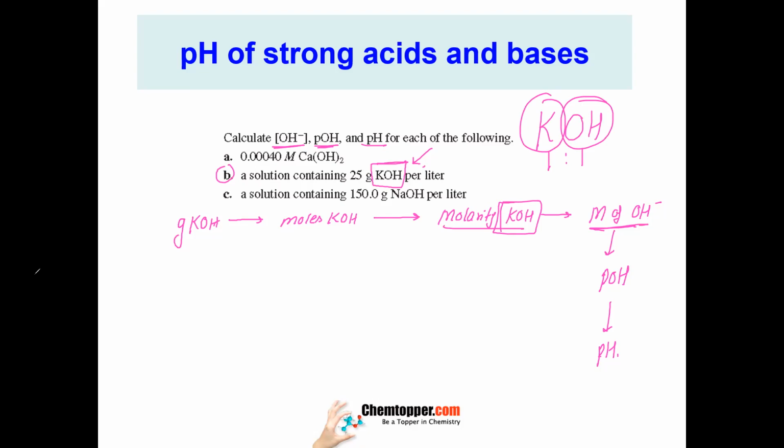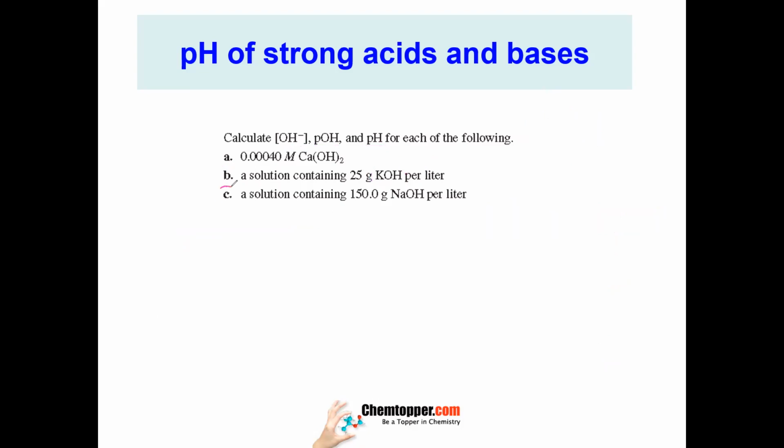Okay, ready for the next? C part. Give me the sequence of doing this question, the way I gave. I should start with grams of NaOH, the one which is given to me. Where should I go from here? Please type here. From grams to moles of NaOH. Yes, moles of NaOH. From moles of NaOH, where should I go?